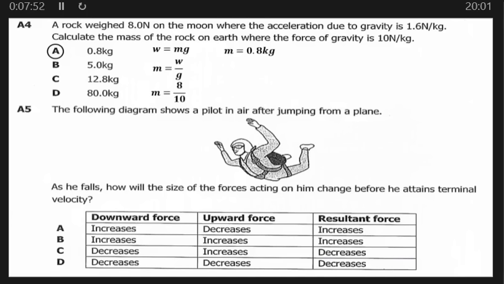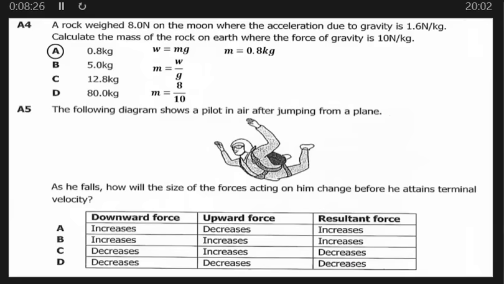All right, so what you should understand is that the terminal velocity is the speed of an object as it falls when the downward force and the upward force become equal or balanced. So an object falls with a constant velocity called the terminal velocity. So when a pilot jumps from the aeroplane, as he begins falling, he will reach a point where he will have terminal velocity.